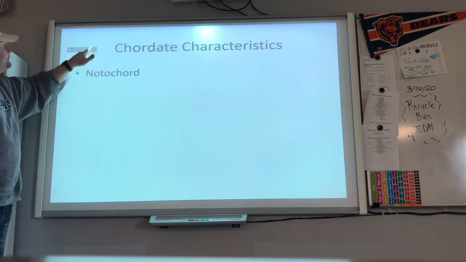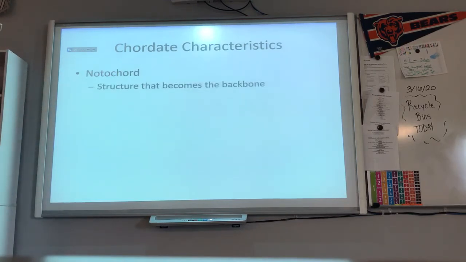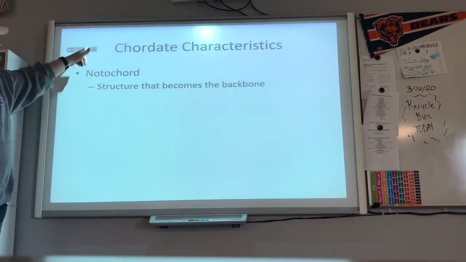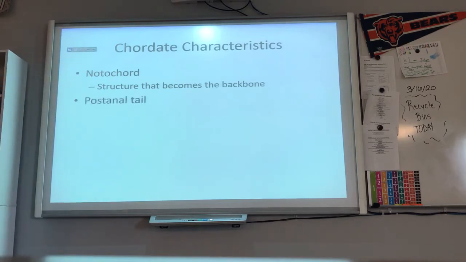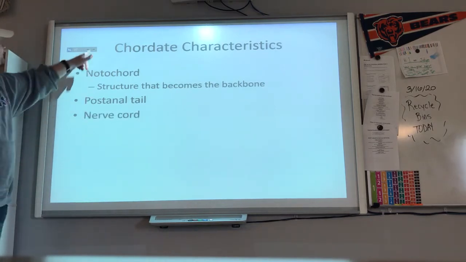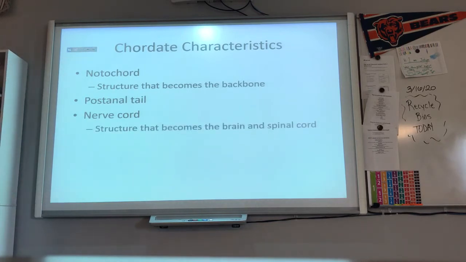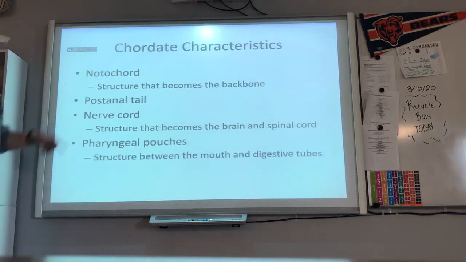Notochord. It's the structure that becomes the backbone. Post-anal tail. Nerve cord. That is the structure that becomes the brain and the spinal cord. And then the pharyngeal pouches. That's the structure between the mouth and the digestive tubes.